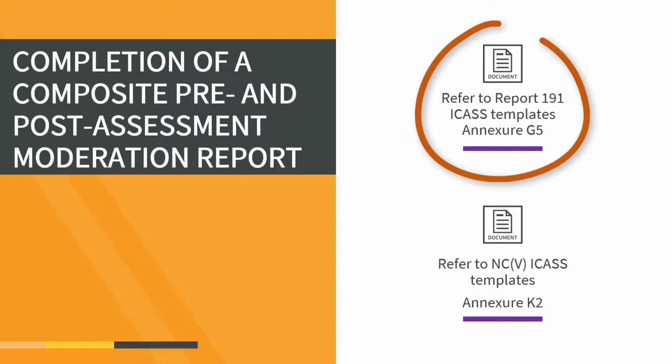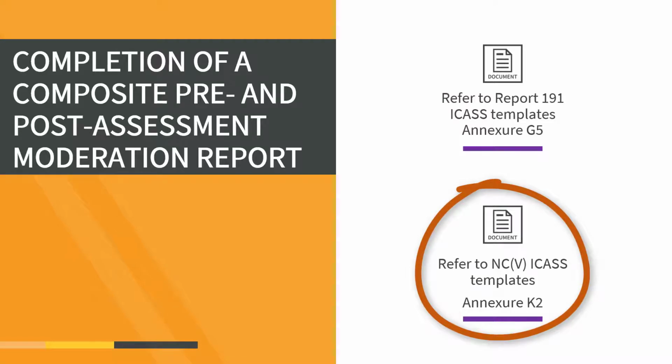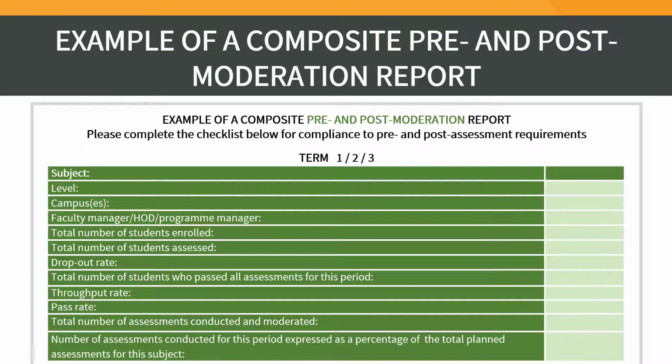You can refer to Report 191 ICAS Templates Annexure G5 and NCV ICAS Templates Annexure K2. The document speaks for itself. It covers the subject, level, campus, program manager, total of students, both enrolled and assessed, the dropout rate, the number of students who passed, the throughput rate, and the pass rate, as well as the total number of assessments conducted and moderated, as a number and as a percentage.